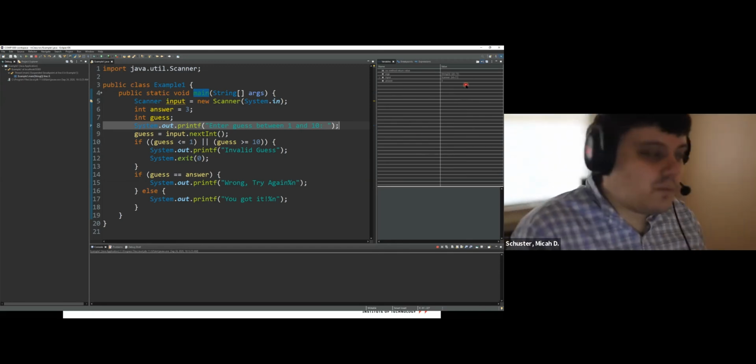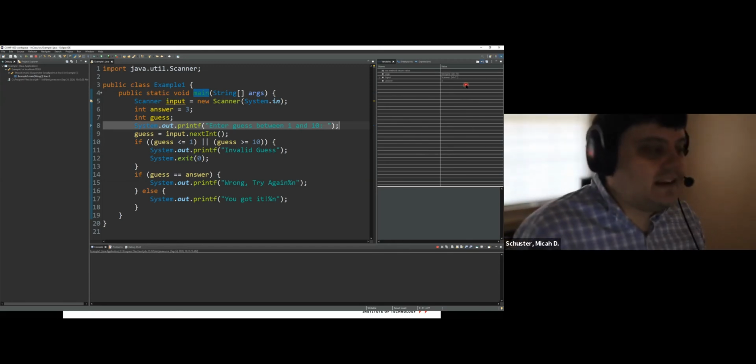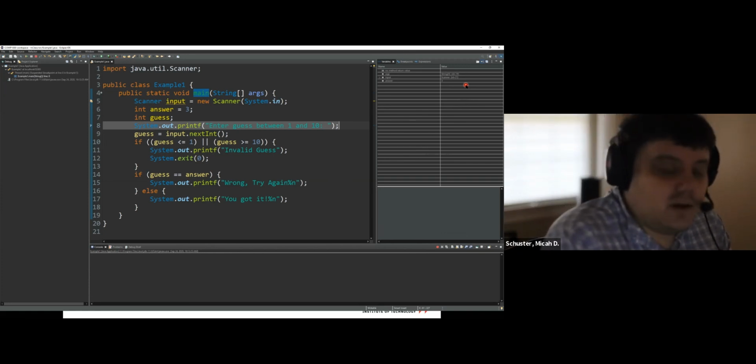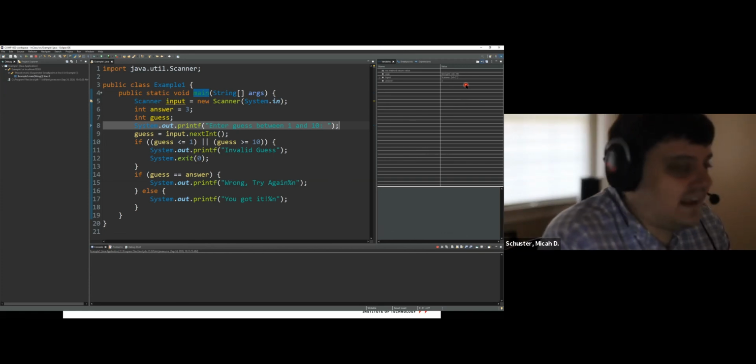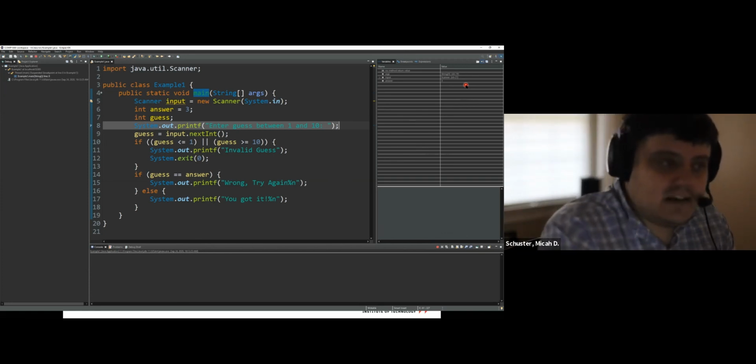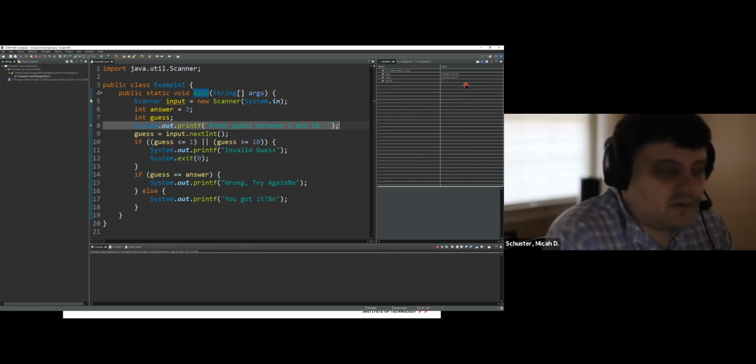So that's super powerful, because normally I would need a print statement to figure out what the value in my program was for answer or something. But here I can just see it directly as the program's running.